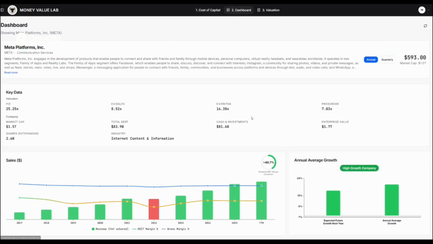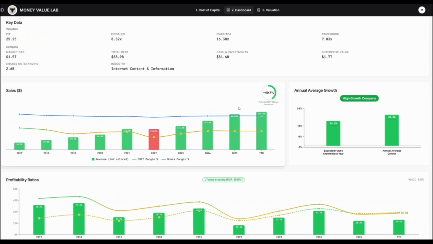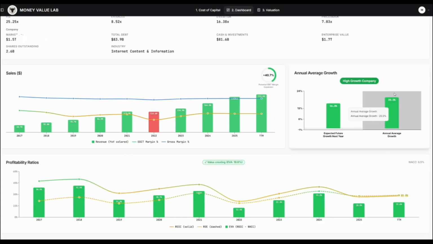Now we move on to the dashboard. Here is where you could visualize the profitability, growth, and risk of that company. And here the dashboard will give you warning signs if it finds any. Here you can see that growth is green because revenue is growing. Then you have the annual average growth rate for Meta, which sits at 20%. And here the dashboard is telling you, hey, Meta is a high growth company. If you would have a declining company, it will give you the warning sign. This is really important so you don't overvalue the company.